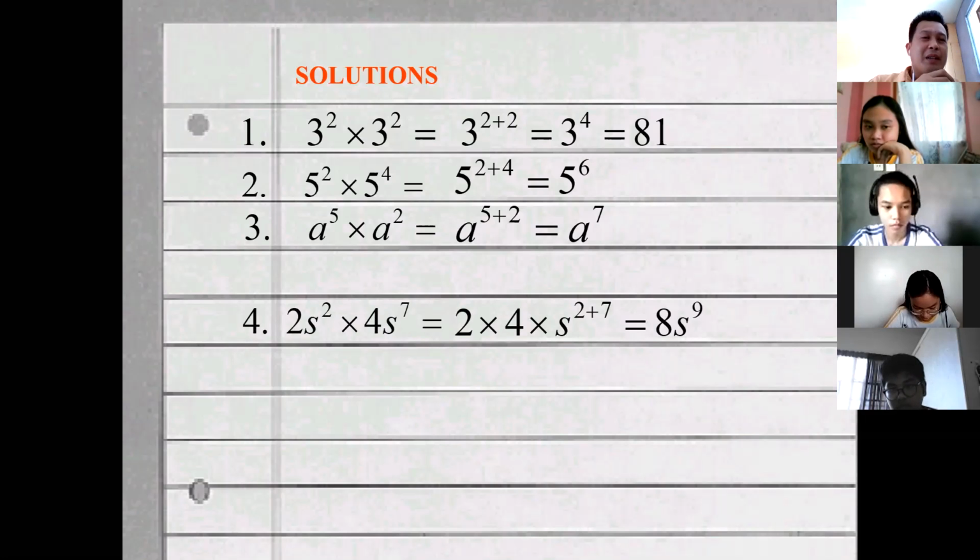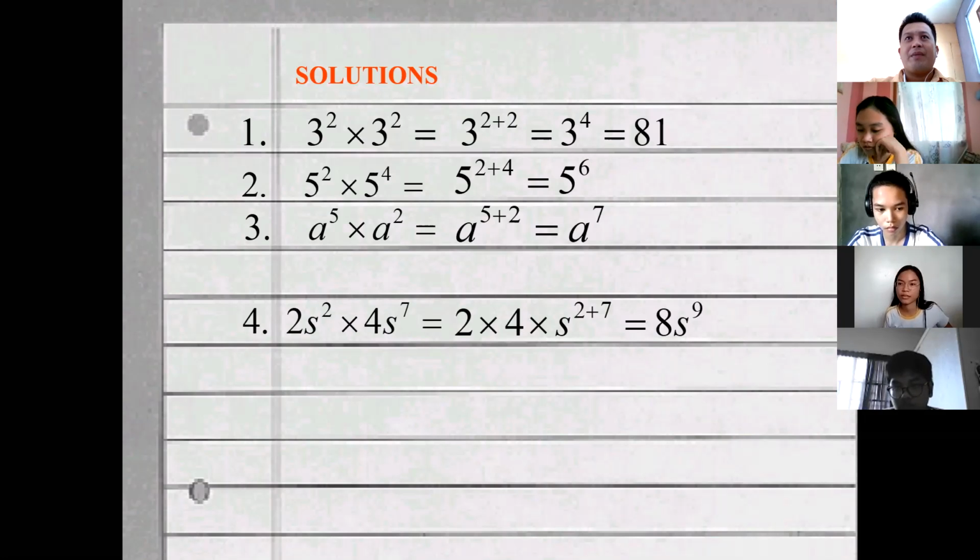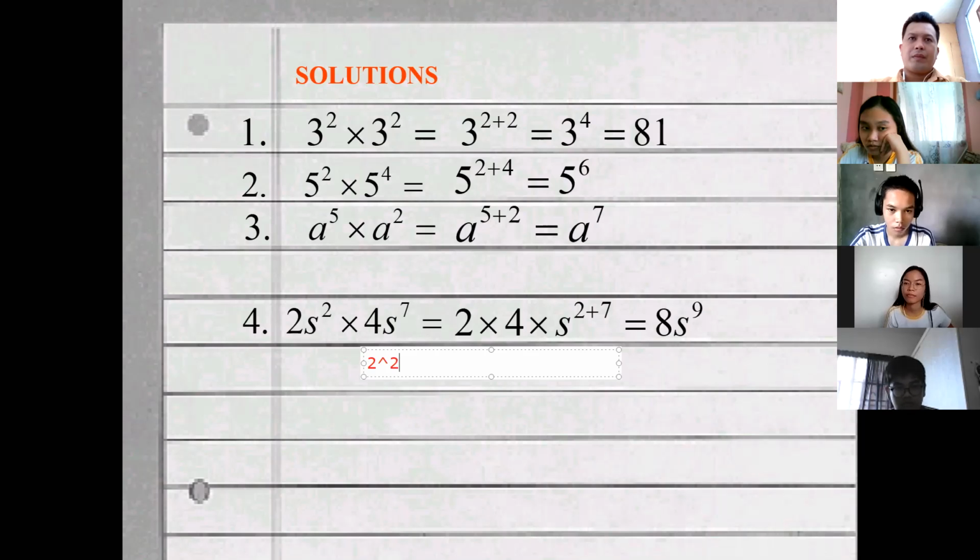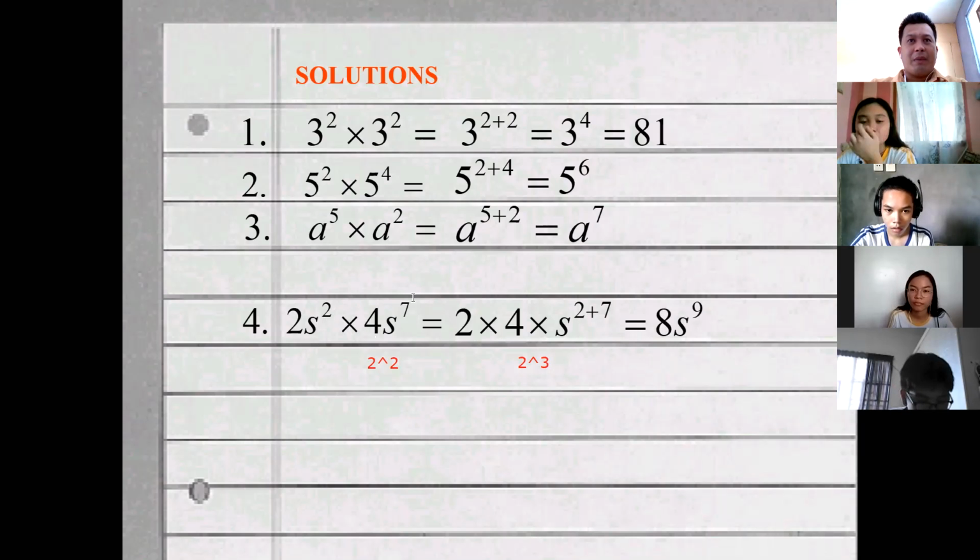So, notice class, the 2 and the 4 have no exponent. But you can simplify the answer here. You can do this for a while: the 4, make it 2 squared. It will become 2 to the power of 3 later. Right? 2 to the power of 3. So, no need to do that. You can simplify 2 to the power of 3 as 8. So you multiply 2 times 4, which is 8. And then you multiply s squared and s to the power of 7. You'll get s to the power of 2 plus 7, which is 9.